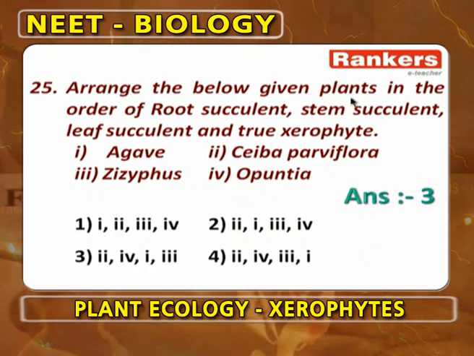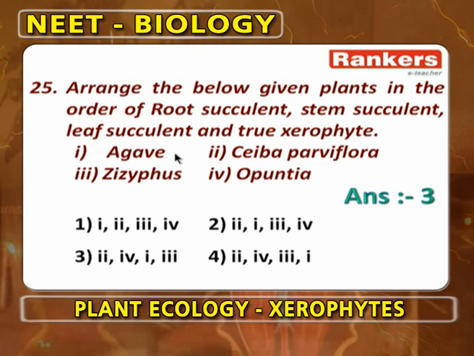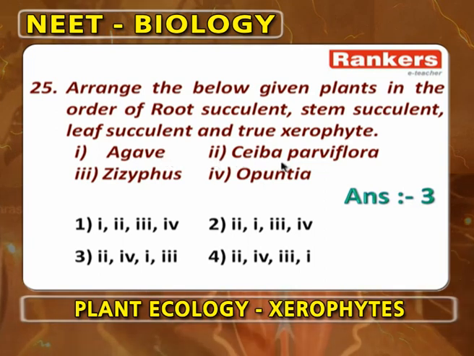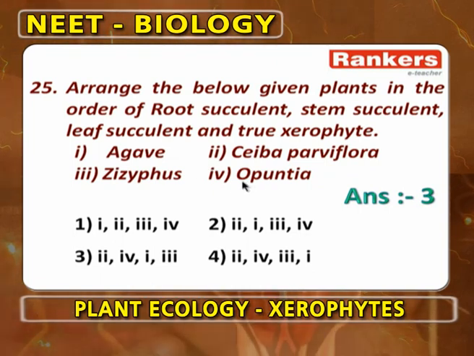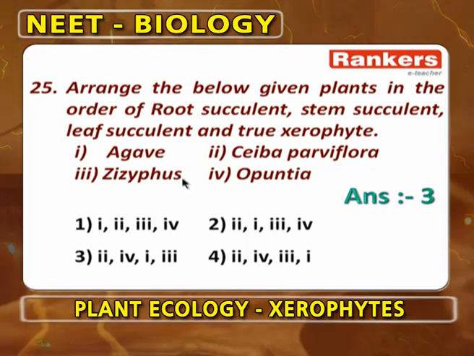Arrange the below given plants in the order of root succulent, stem succulent, leaf succulent and true xerophyte. Root succulent here is Ciba, so second option comes first. Stem succulent here is Opuntia, fourth option comes next. Then leaf succulent is Agave, first option comes then, and true xerophyte is Ziziphus.